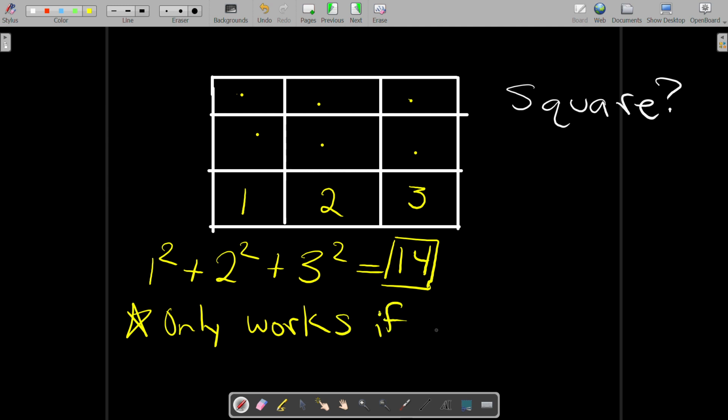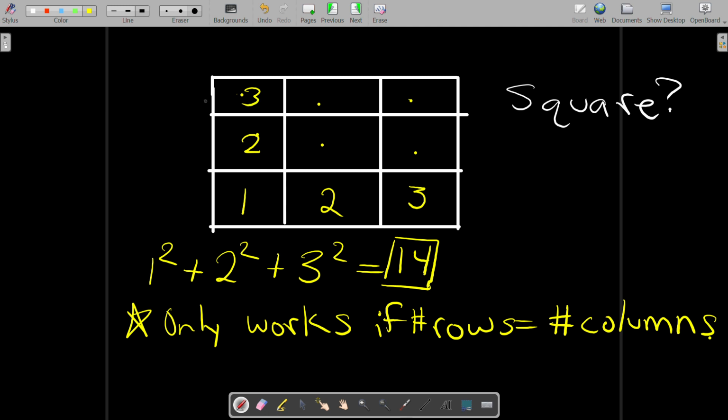if number of rows equals number of columns. That's an important thing to remember, because here we have 3 rows right here, and then 3 rows. We have 3 rows right here and 3 columns right here. So that's why this trick works.